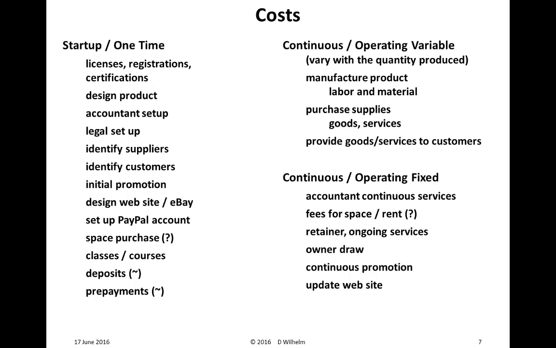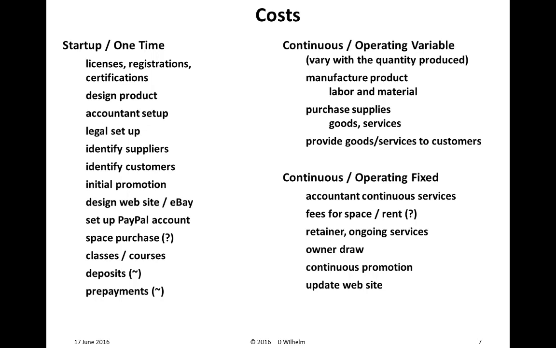Continuous operating variable costs. These are the ones that vary with the quantity produced: manufacturing the product, labor and material, purchasing supplies, and providing goods or services to the customers.